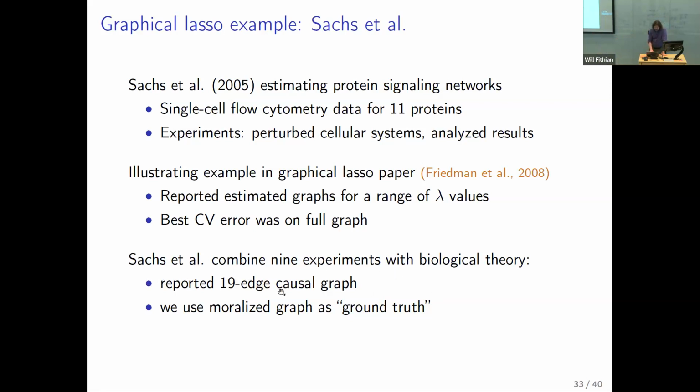Okay, so Sachs et al. had 9 different experiments, and they combined their knowledge of biological theory with the results of these 9 different experiments, and they found what they believed was a 19-edge causal graph. We take that causal graph and we moralize it to get an undirected graph. And then we use that as our ground truth to estimate the FDP.